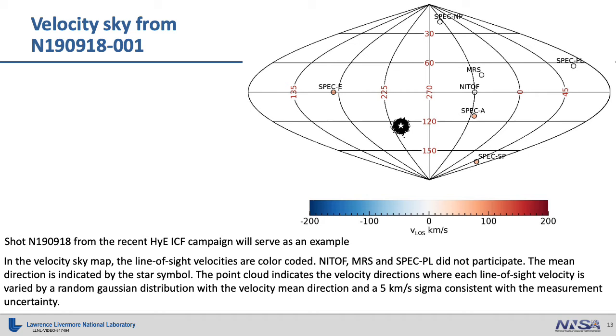Shot 190918 from the recent high E ICF campaign will serve as an example. In the velocity sky map, the line of sight velocities are color-coded. NIF, MRS, and SpecPL did not participate. The mean direction is indicated by the star symbol. The point cloud indicates the velocity directions, where each line of sight velocity is varied by a random Gaussian distribution with the velocity mean direction and a 5 kilometers per second sigma consistent with the measurement uncertainty.